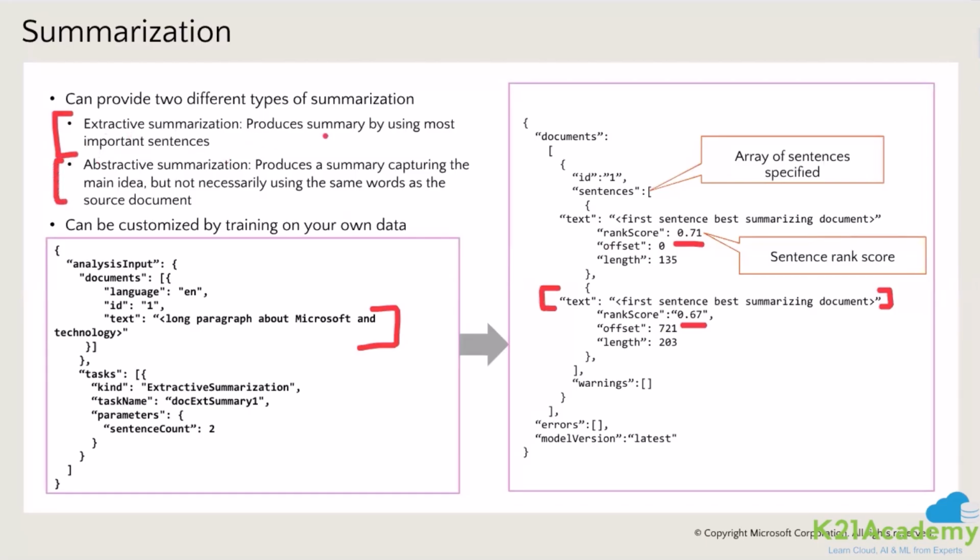We discussed that this produces a summary from the most important sentences. Extractive indicates the most important sentences in the given paragraph, while abstractive, as the name indicates, produces a summary capturing the main idea, but not necessarily using the same words. It may use more creative words, even out-of-the-box words which are not present in your text document, but will try to give you a better explanation. So you may try what type of result you would like to see, either abstractive or extractive.